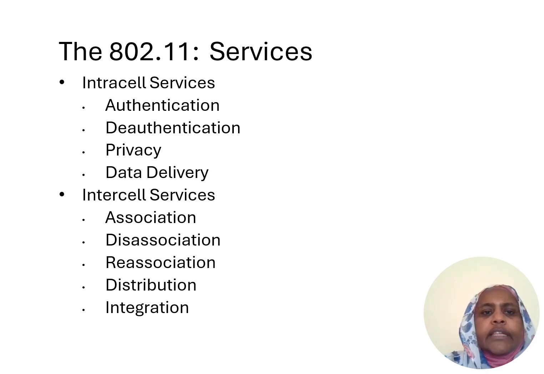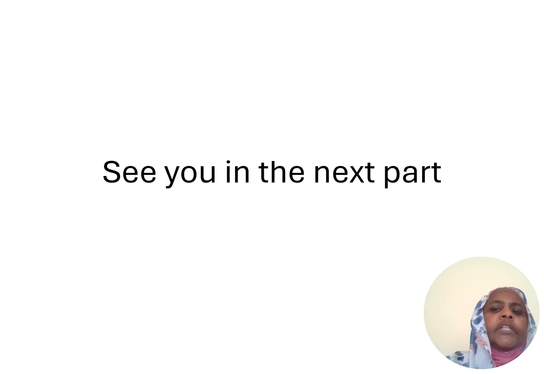802.11 provides several services. Intra-cell services, that is, services inside the cell, are authentication to authenticate a station, deauthentication to deauthenticate a station, privacy, and data delivery. Inter-cell services, that you see between cells, are association to associate a station with a certain access point, disassociation to disassociate the station from a certain access point, reassociation for the station to rejoin, and distribution and integration. See you in the next part.